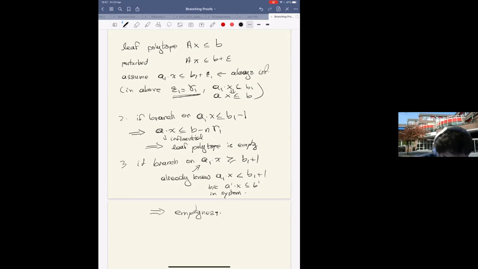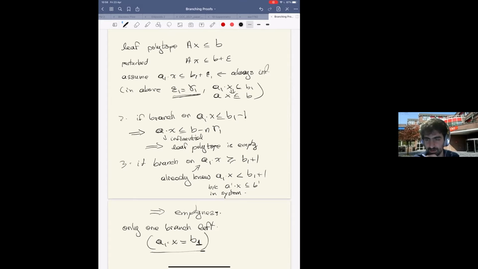So I have two branches which are immediately empty. There's only one branch left, which corresponds to A1x equal B1. In essence, the properties of this substitution sequence tell me that if I branch on this constituent block of A prime, then if I branch one way, I'm empty. If I branch another way, I'm also empty. And so the only non-empty branch left will be exactly at equality.